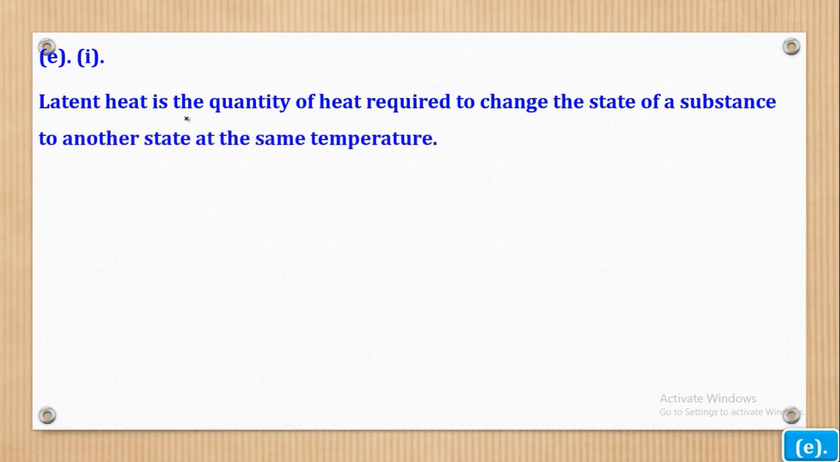So latent heat is the quantity of heat required to change the state of a substance to another state at the same temperature. Here it should not be 1 kilogram, but if there is the word specific latent heat, the mass should be 1 kilogram. So that was Roman 1. What about Roman 2?